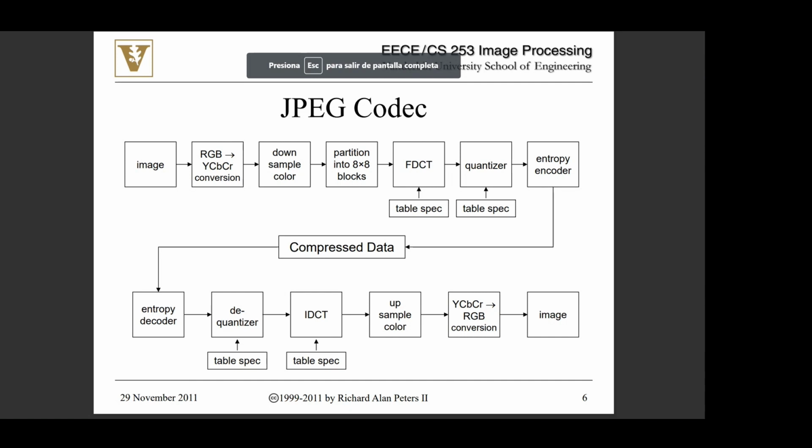And this is a very general framework. This structure, encoder and decoder, is called a codec. The specific list of steps depends on your standard. JPEG uses this, but any other standard can use any other arrangement of operations.